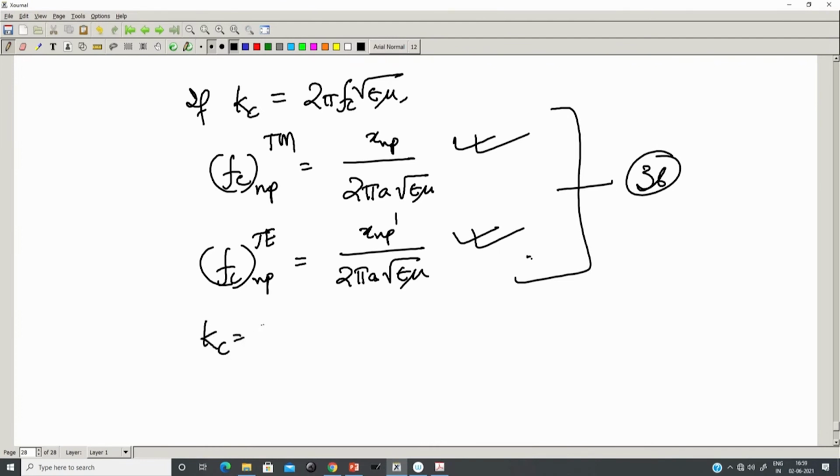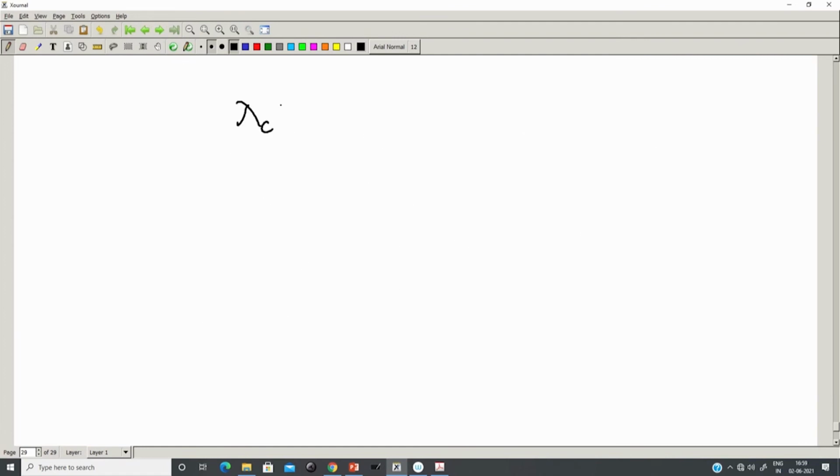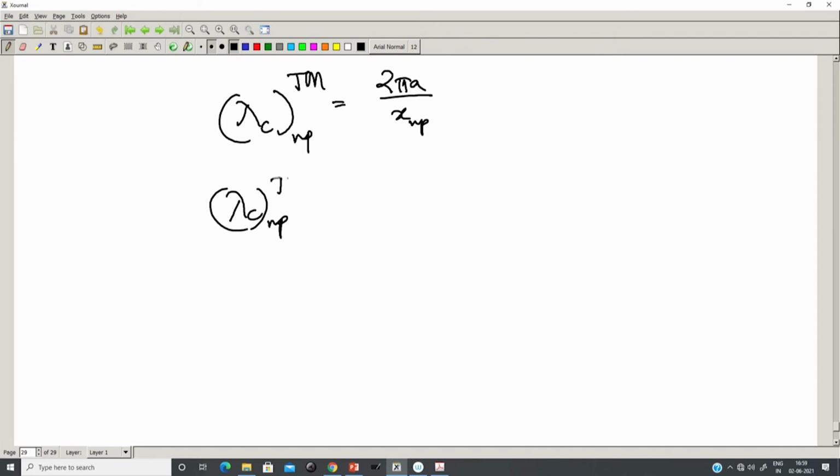Setting Kc equal to 2π by lambda c, where lambda c is the cutoff wavelength, we can obtain similarly and easily the cutoff wavelengths corresponding to the TM and TE modes as lambda c np TM is 2π a by x np, and lambda c np TE is 2π a by x np prime. We call these equations 37.